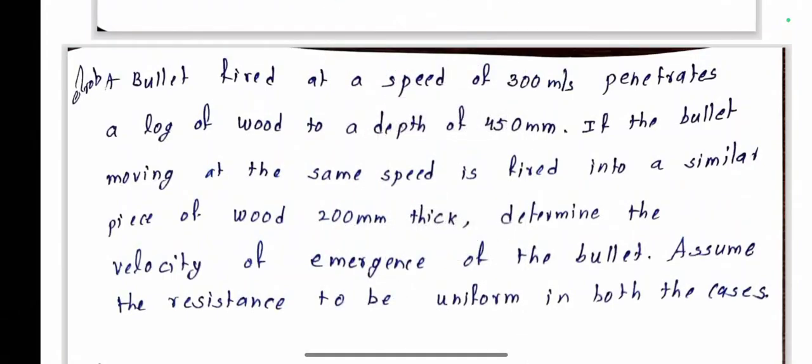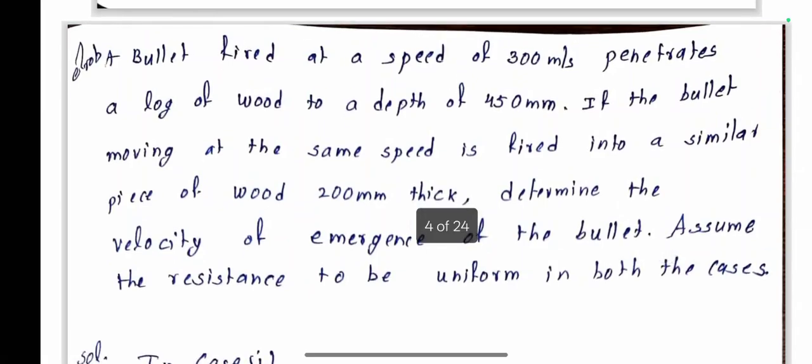Let us solve this problem. A bullet is fired at a speed of 300 meters per second and penetrates a log of wood to a depth of 450 mm. Okay, one bullet is fired at a speed of 300 meters per second. After reaching the wood surface, it reached a depth of 450 mm and then it is stopped.